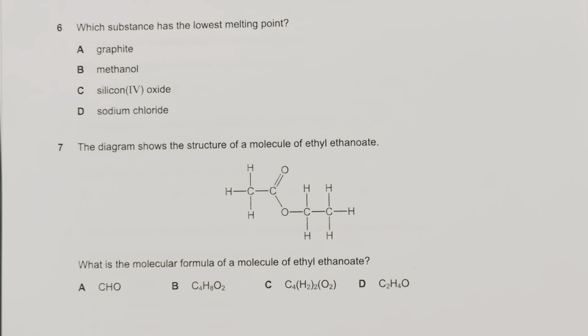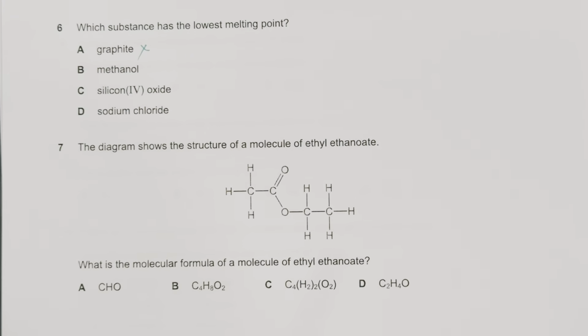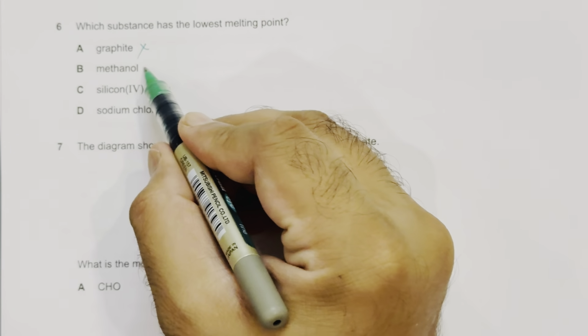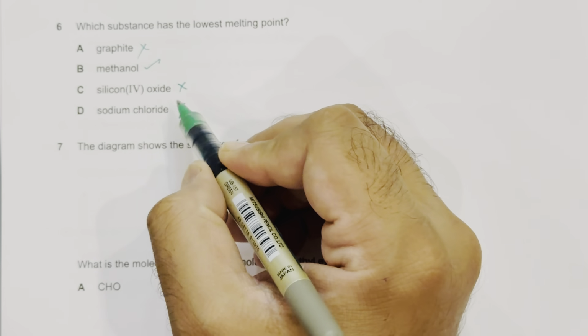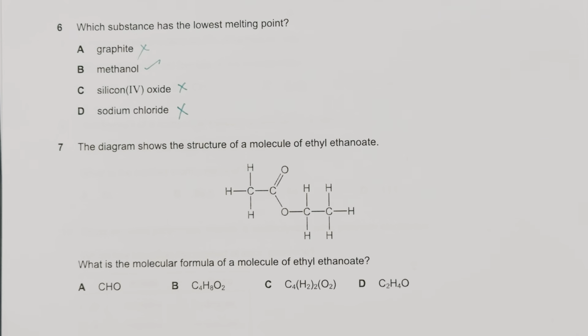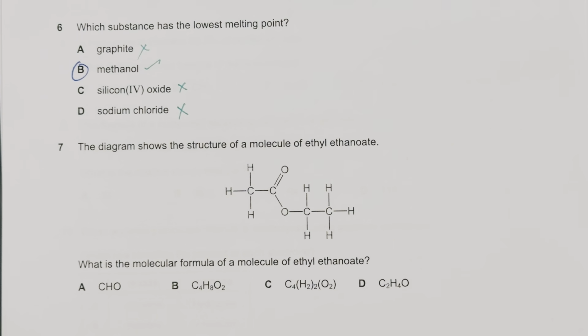Graphite. We know that graphite has a giant molecular structure, so this has a high melting point, so this is the wrong option. Methanol is a simple covalent compound, this is the right option. Silicon oxide again has a giant structure, and sodium chloride is an ionic compound. So the only correct option is where the simple covalent bond exists in methanol, so it has the lowest melting point.